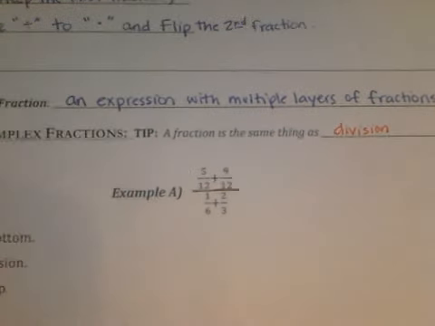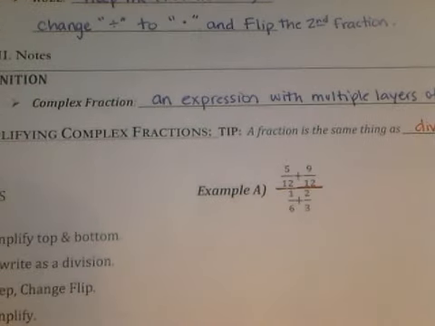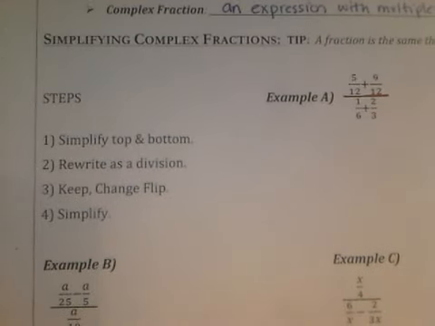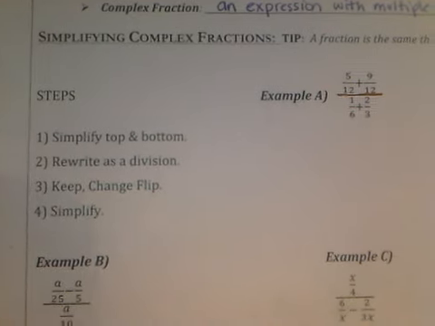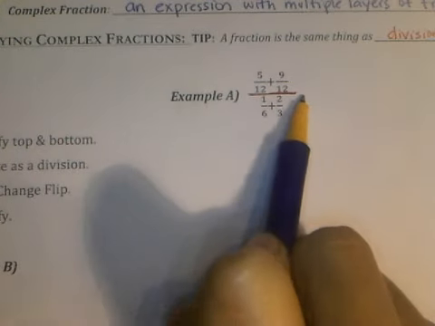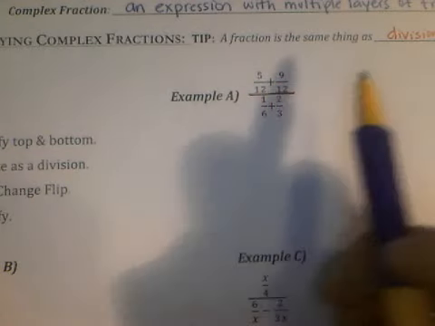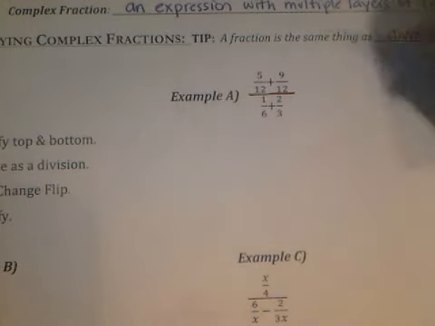The process I'm going to follow is laid out for you on the left-hand side of your worksheet, and you can follow along as I do this example. First step is to simplify the top and the bottom of this fraction. In this case, the top, or the numerator of the main fraction, is an addition problem. I see that I already have common denominators, so I can go ahead and add the numerators.